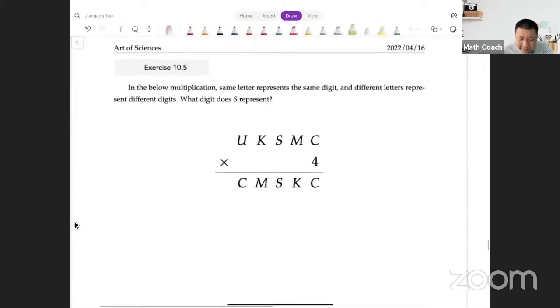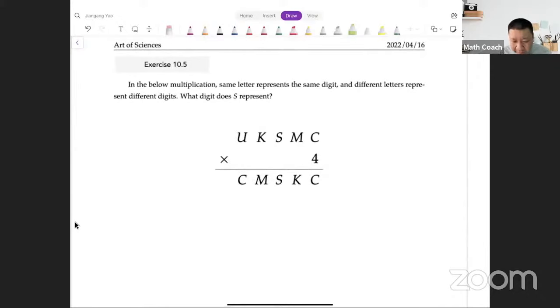Next one. In the below multiplication, the same letter represents the same digit. The different letters represent different digits. What digit does S represent?